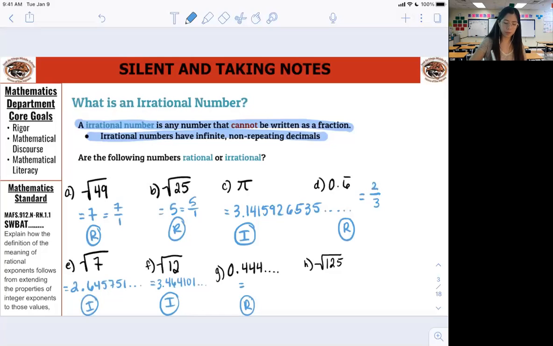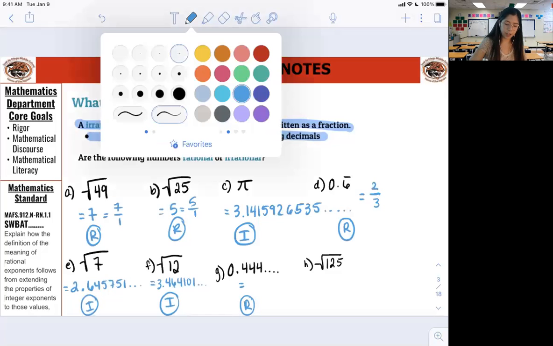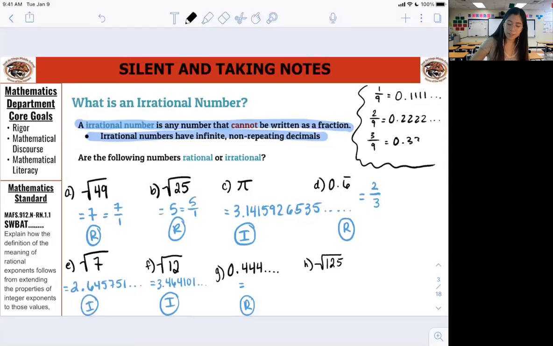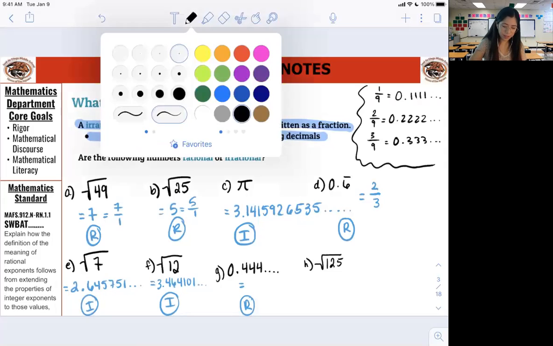I'm going to show you guys a cool trick, and you can actually check it on your calculator. 1/9 is 0.1111 repeated. 2/9 is 0.2222 repeated. 3/9 is 0.3333 repeated. So what's this one? 4/9. Yeah, it's 4/9.